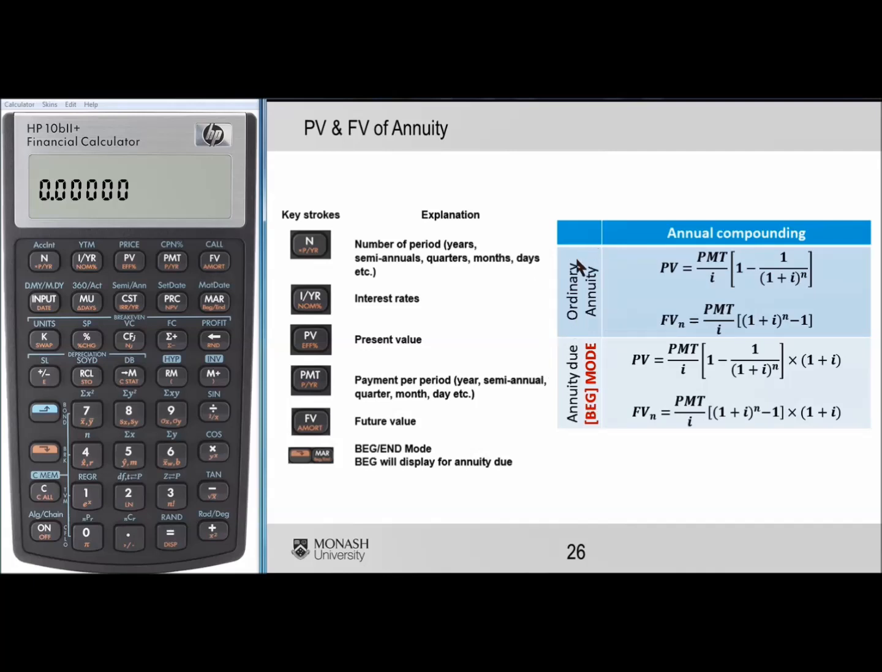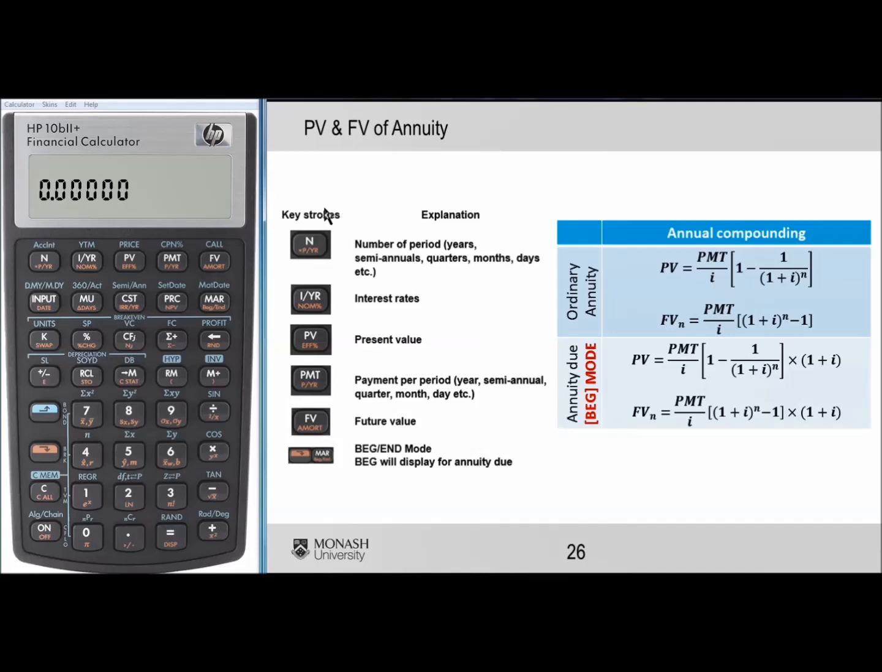With ordinary annuity, payments are made at the end of the period. One example of ordinary annuity in real life is the interest payment made from the bank to depositors. With annuity due, payments are made at the beginning of the period. For example, the rental payment, which is usually made at the beginning of the period.